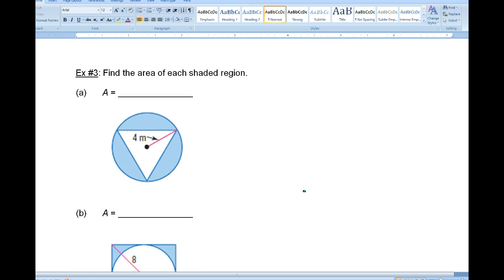Okay, so the area of the shaded region, we did this in one of the last lessons. The area shaded is the area of the outside region minus the area of the unshaded. In this case, what's the outside shape? It's a circle. Do we know the radius of the circle? Yes. So we want to take the area of the circle and subtract the area of the triangle.